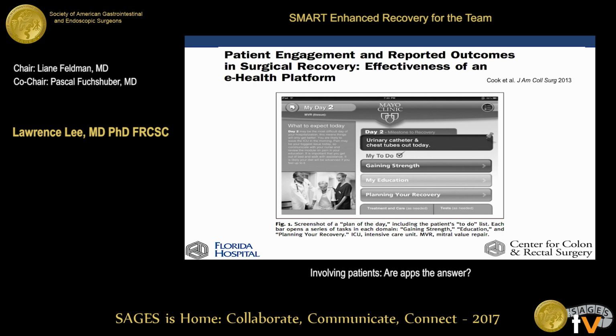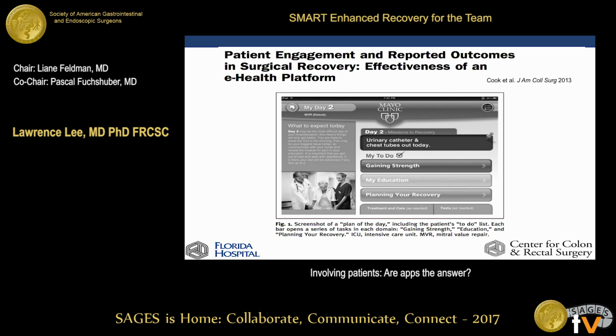There are several commercially available ones. There is the possibility of developing your own. This is data from the Mayo Clinic, an example of their own app that they've developed. They give their patients iPads while they're in hospital, preloaded with this, and this is what they use. So this is just an example of how these can be useful.